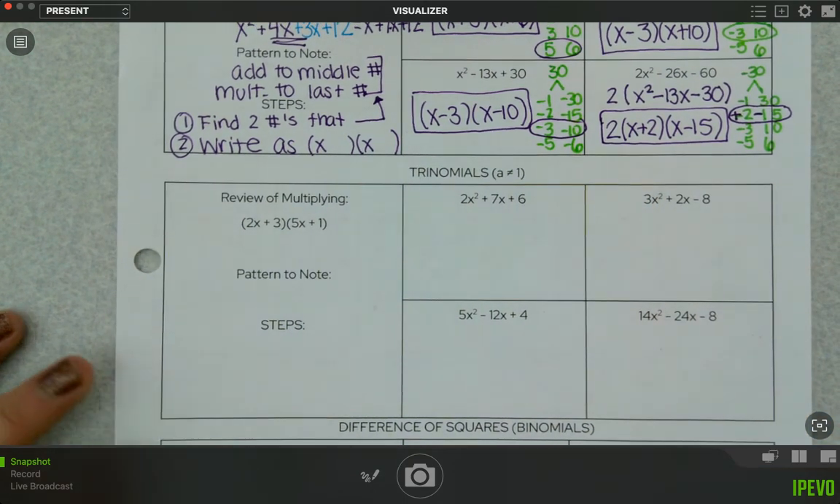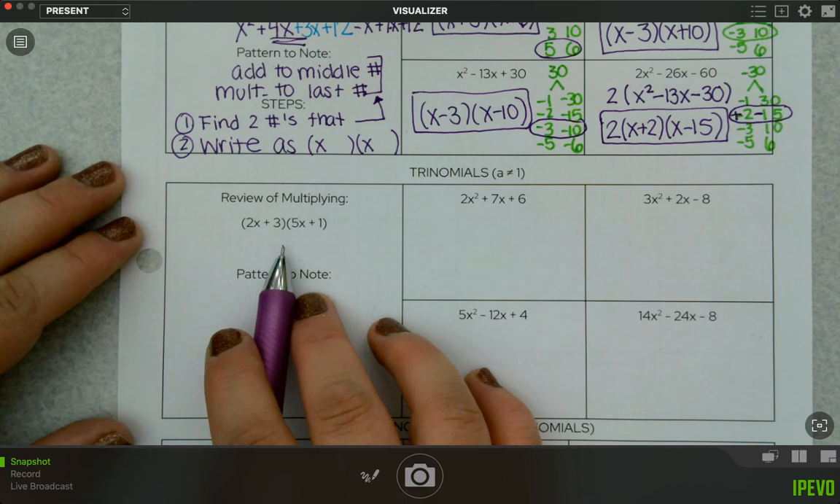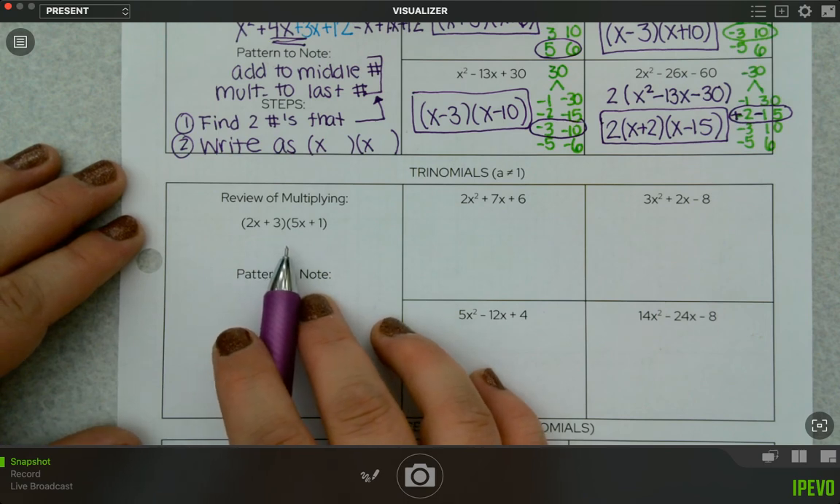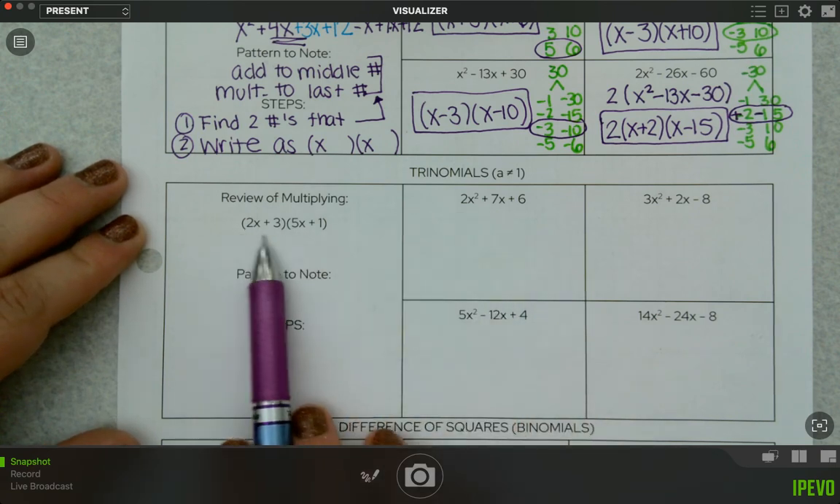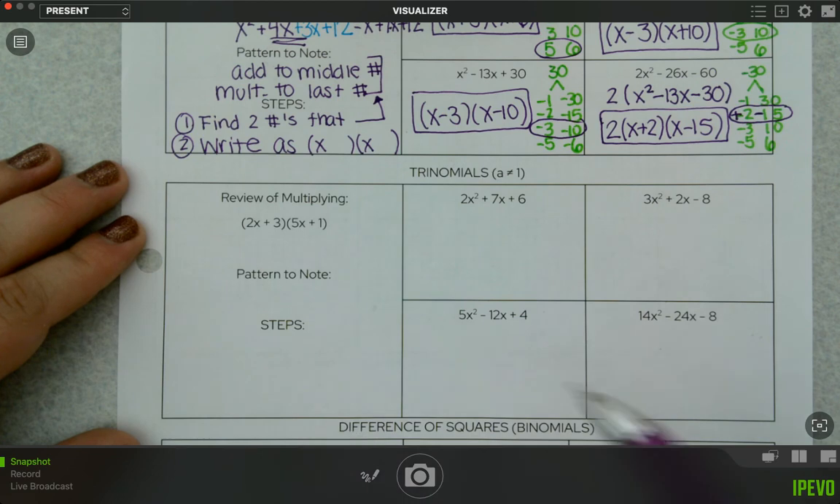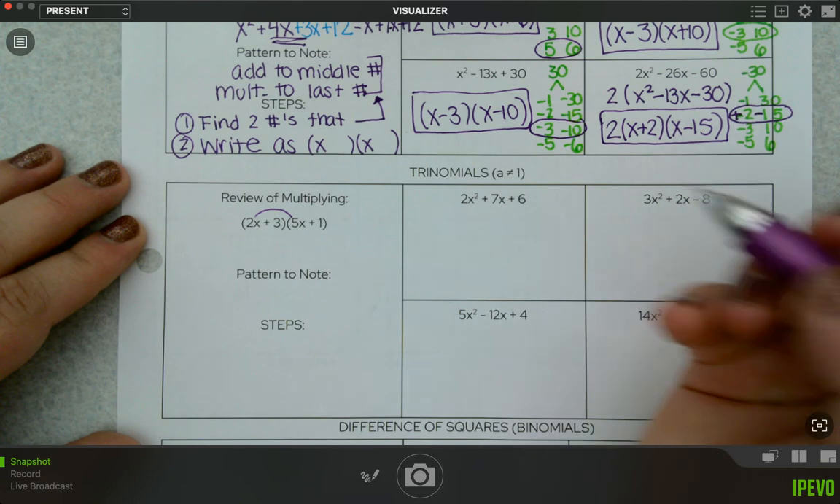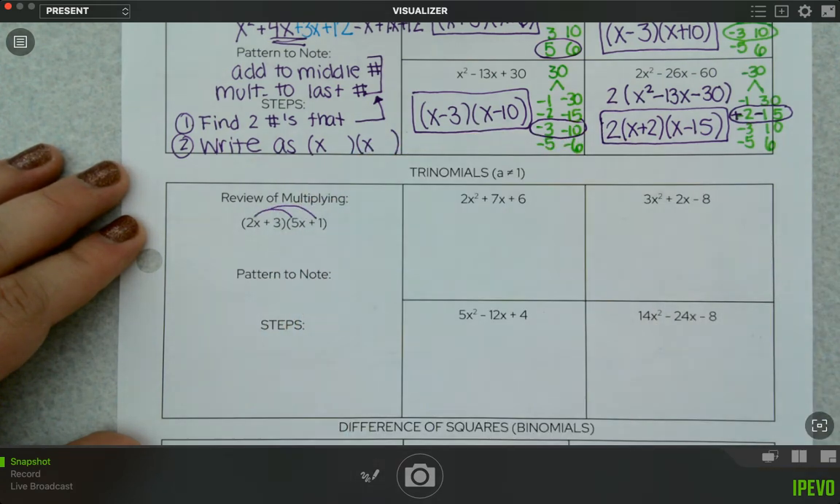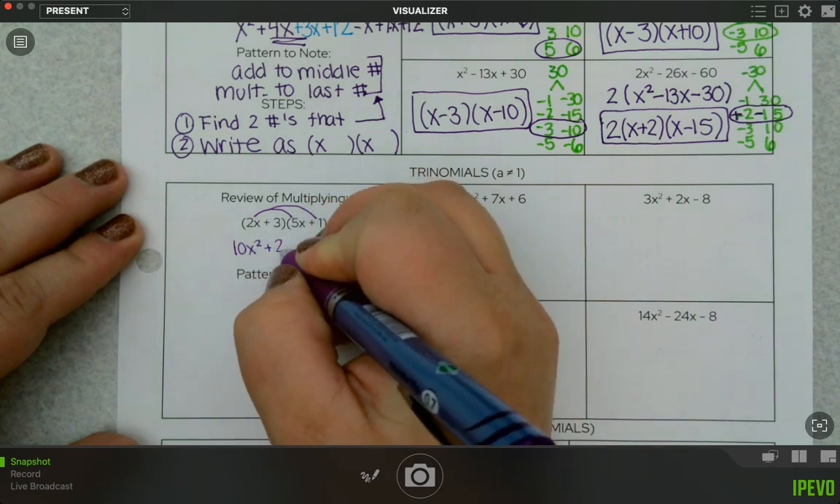Okay, so if there is a number in front, it adds a couple of steps. That's why I decided to wait on this section. So I'm going to multiply this one over here really quick just so we remember how multiplying works, because really what we're trying to do when we're factoring is unmultiply. So when we factor this, we want to unmultiply and set it up as a multiplication problem in parentheses. So when we are multiplying, remember that this first term, 2x, is going to multiply by the 5x and by the 1, which is going to make 10x squared plus 2x.